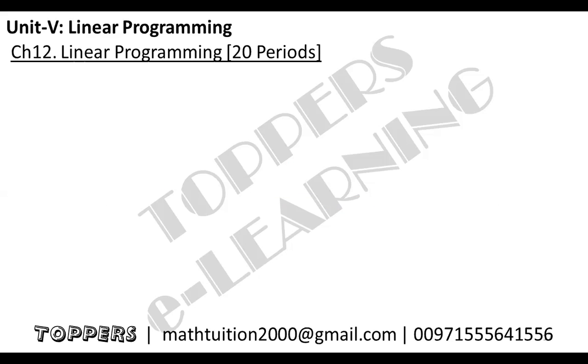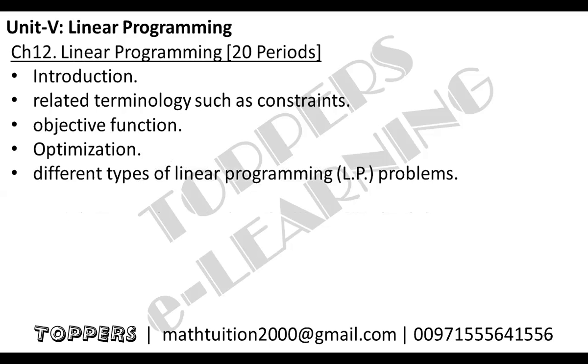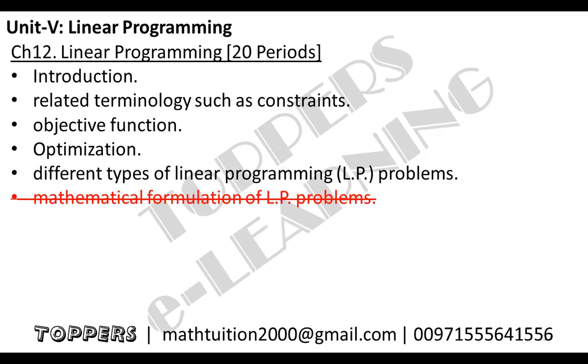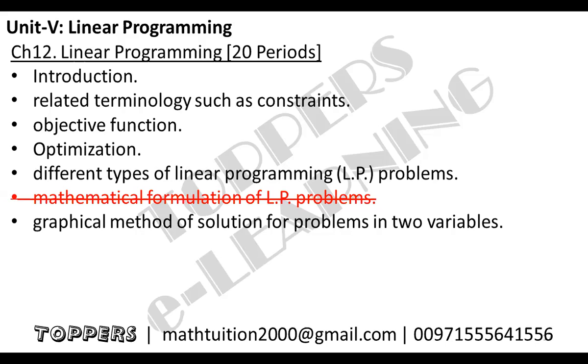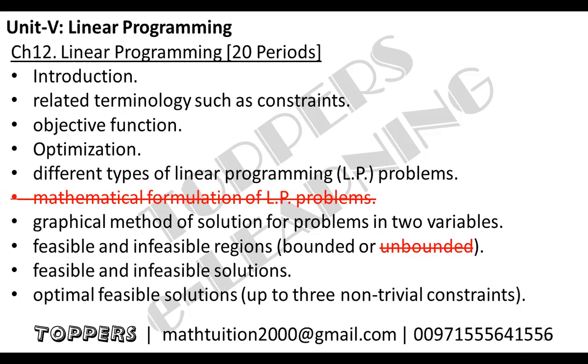Chapter 12, linear programming. Introduction, related terminology such as constraints, objective functions, optimization, different types of linear programming problems. But mathematical formulation of linear programming problems is reduced. Graphical method of solution for problems in two variables is there. Feasible and infeasible region, bounded only, unbounded is reduced. Feasible and infeasible solutions are there. Optimal feasible solutions up to 3 non-trivial constraints are there.